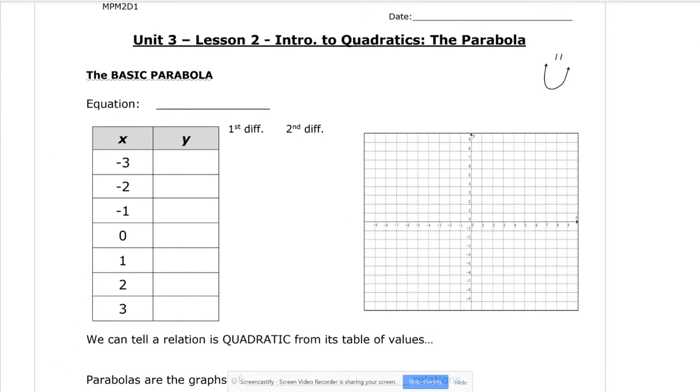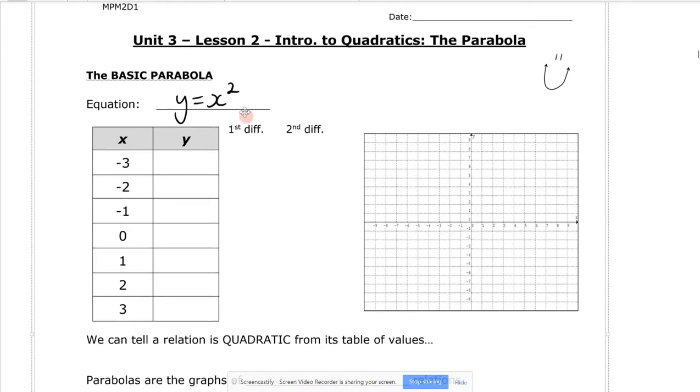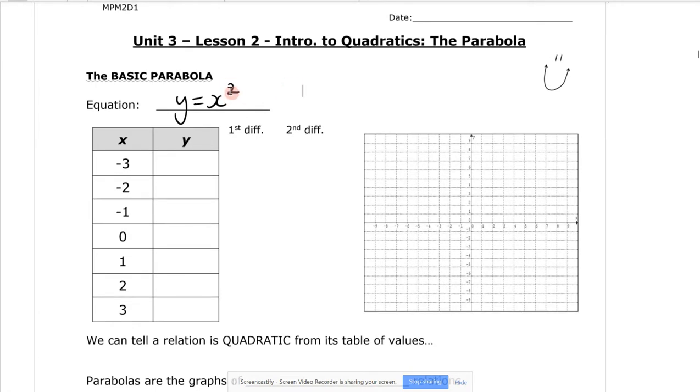All right, Unit 3, Lesson 2, Introduction to Quadratics, the Parabola. So I'm going to introduce to you this new shape, new kind of graph. It's called the basic parabola. And the equation for the parabola is y equals x squared. So what you may have been used to before with just an x now has an exponent of 2. Okay. Now, if I were to write a table of values for this equation, it would look something like this.